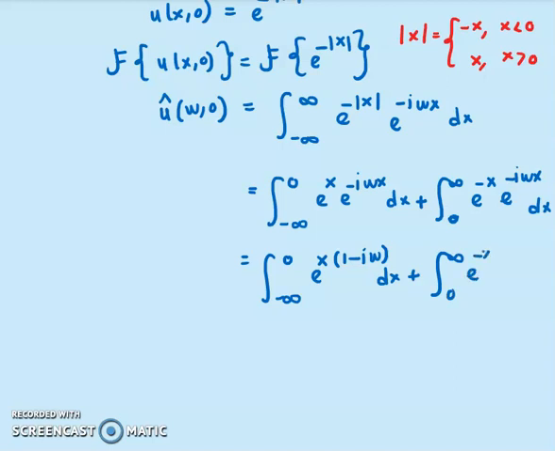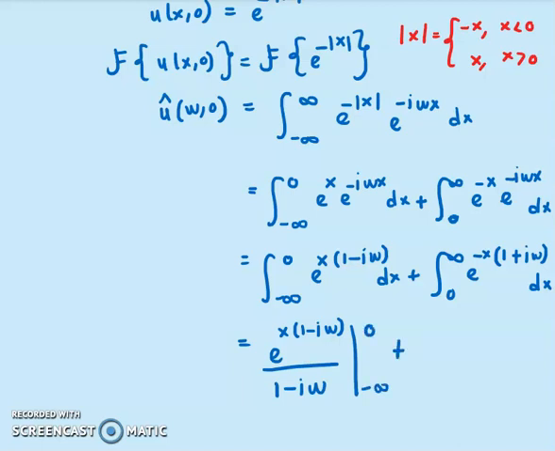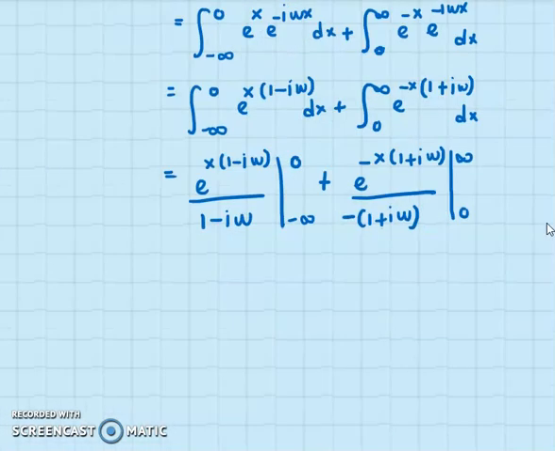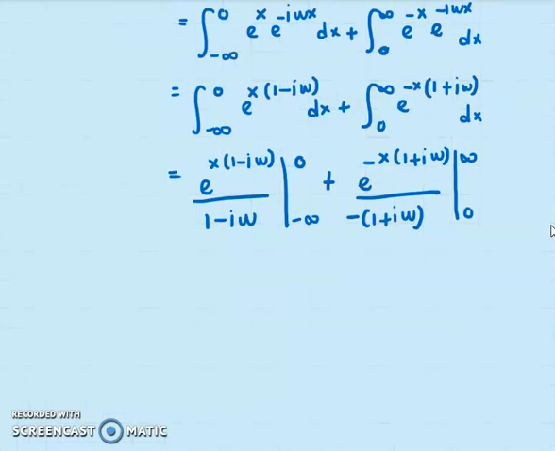Factoring out x, negative x, 1 plus I omega. Okay, by integrating this, and don't forget we have a negative x here. Okay, this is from 0 to infinity. Okay, now putting in the boundary.